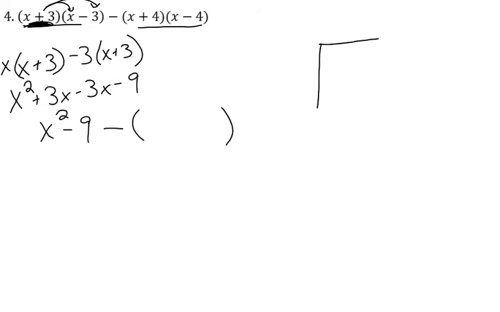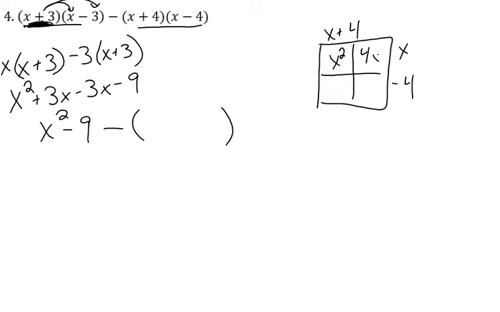I'll make a table for this one. X plus 4, x minus 4. X times x is x squared. 4 times x is 4x. X times negative 4 is negative 4x. 4 times negative 4 is negative 16. When I go through and combine my like terms, I get x squared, 0x, so nothing, minus 16. So x plus 4 times x minus 4 is equivalent to x squared minus 16.